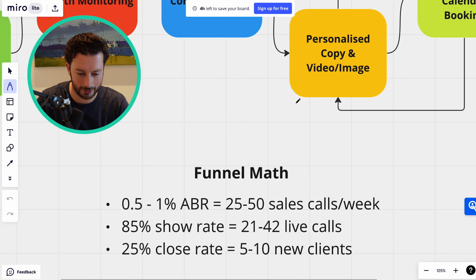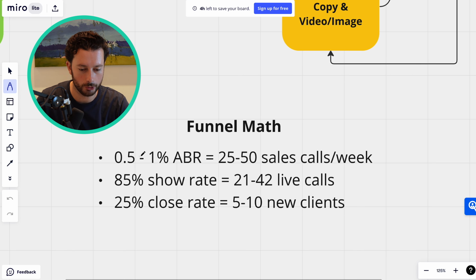Let's now have a little look at the funnel maths. So we want to shoot between a 0.5 and a 1% appointment booking rate. What this means is if we contacted, say, 200 leads and one person booked in a call, we would have a 0.5% appointment booking rate. If 2 people booked in a call from 200 leads, then we'd have a 1% appointment booking rate. And even if you're at, say, a 0.25, 0.3% appointment booking rate, it's not ideal, but you can grow a significant business off the back of that. You can still book 100 sales calls every single month, which is more than enough for most people.